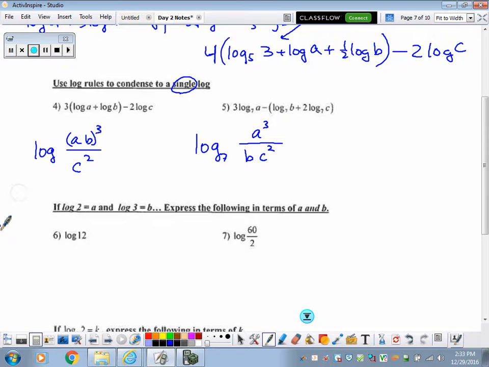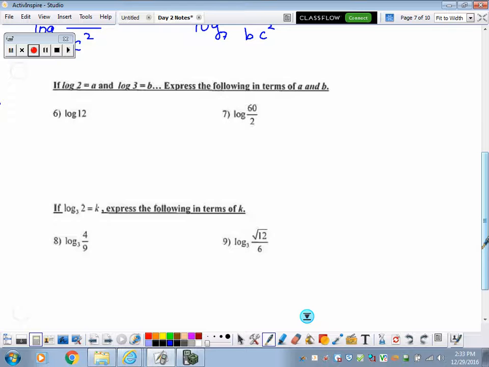6 and 7, we're going to simplify those with primes. Again, try these on your own, and then play the video when you're ready to check your answers.